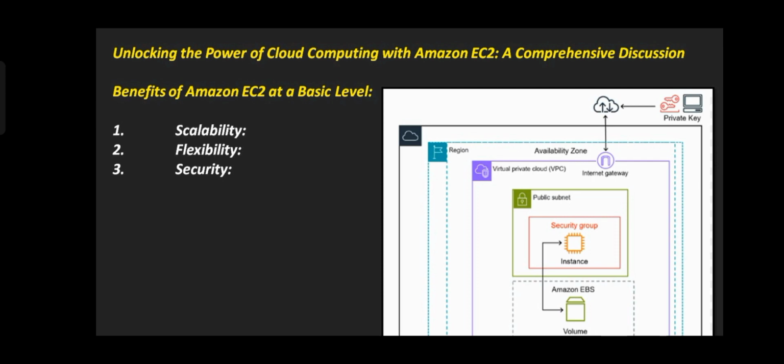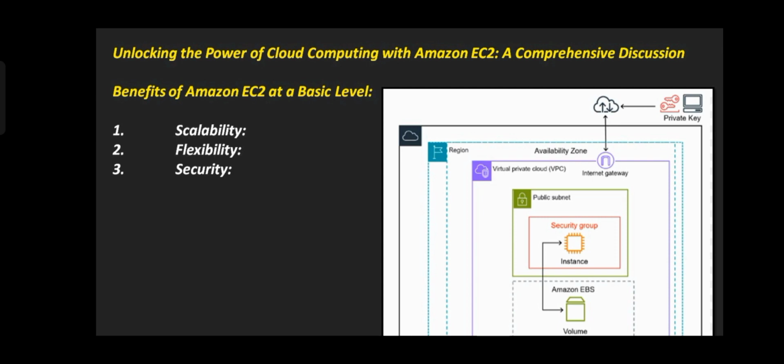Starting with scalability, EC2 allows businesses to scale their compute capacity up or down based on demand, ensuring optimal performance without over-provisioning. According to flexibility, users can choose from a wide range of instance types that are optimized for various use cases, from general purpose instances to compute optimized instances or memory optimized instances.